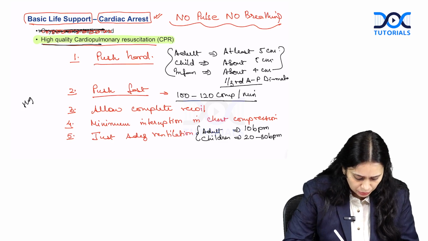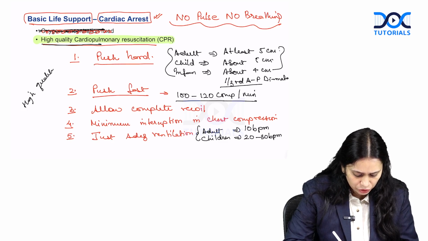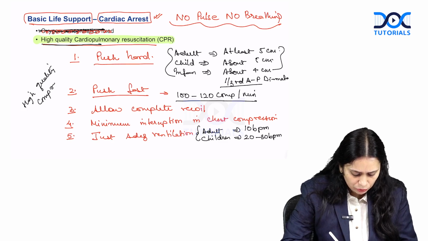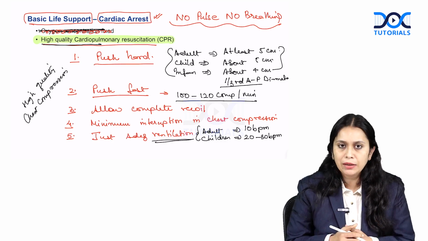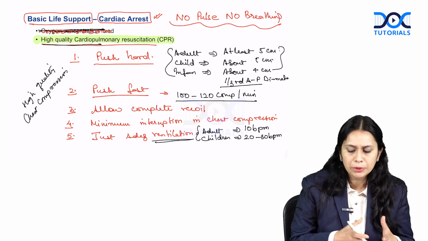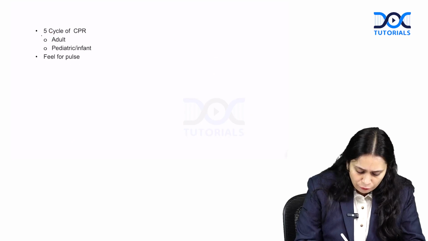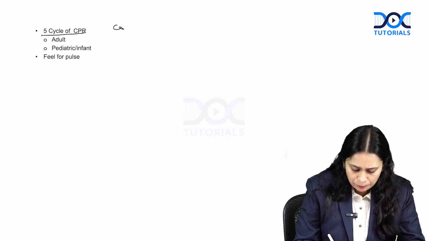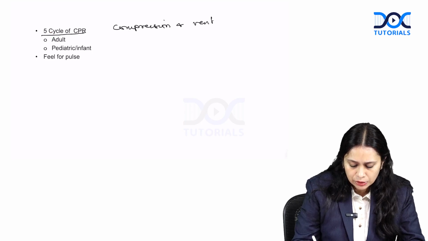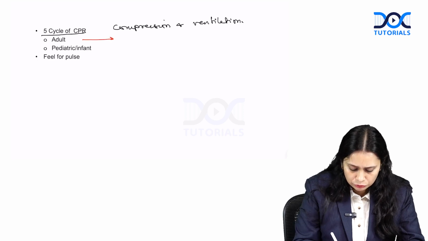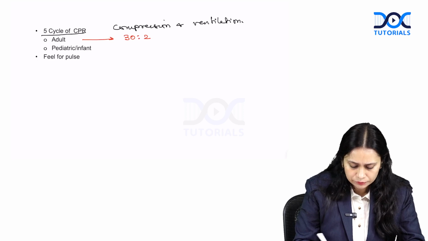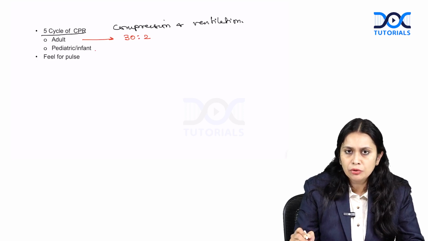So we start with high quality chest compression. Now we do the high quality chest compression and ventilation at a ratio of 30 compressions to 2 ventilations. So we do 5 cycles of compression and ventilation in a ratio of 30:2 in adult, always. We don't change the ratio at all.